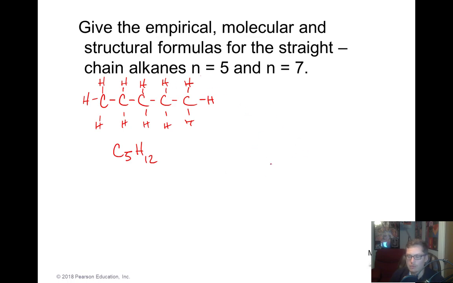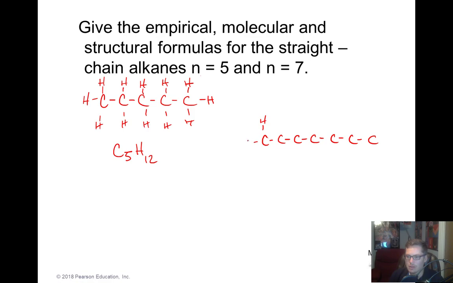For N equals 7, we do the same thing, right? Dang it! All right, let me erase this. All right, so we got 1, 2, 3, 4, 5, 6, 7. Yeah? And then we're going to fill this sucker up with H's.